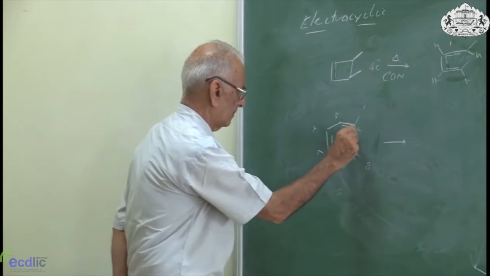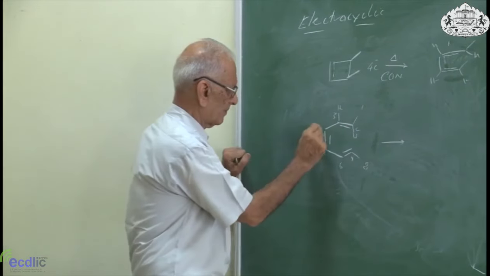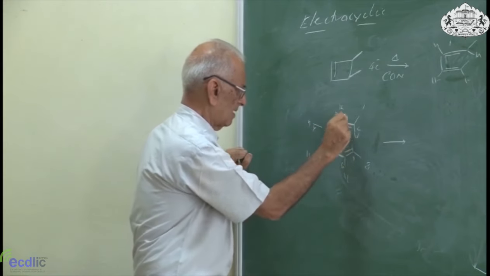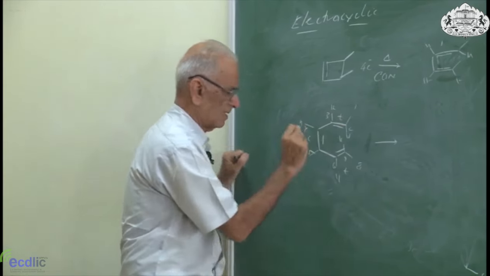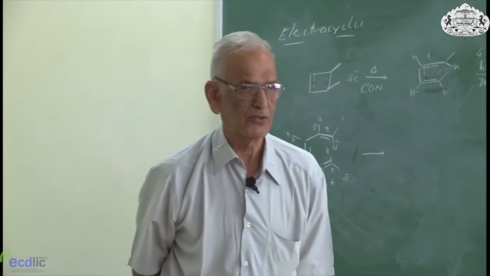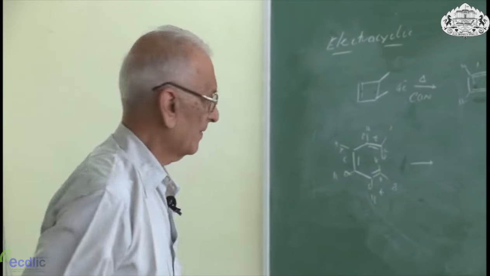Then what? Trans, cis. So that is trans, cis, trans, 2, 4, 6, octatri. Okay.